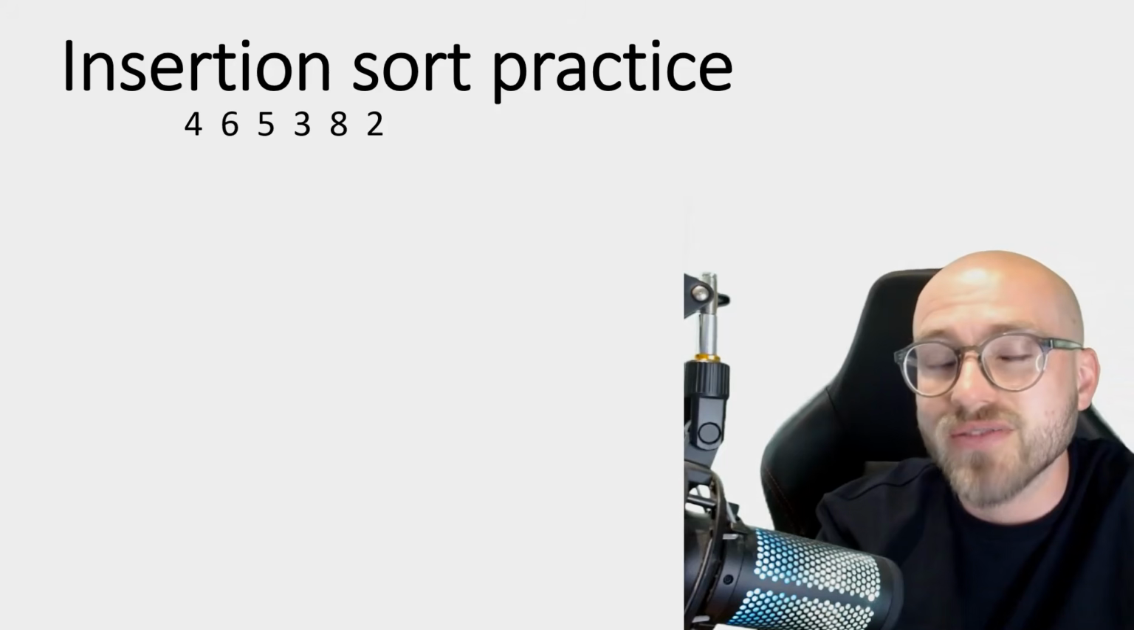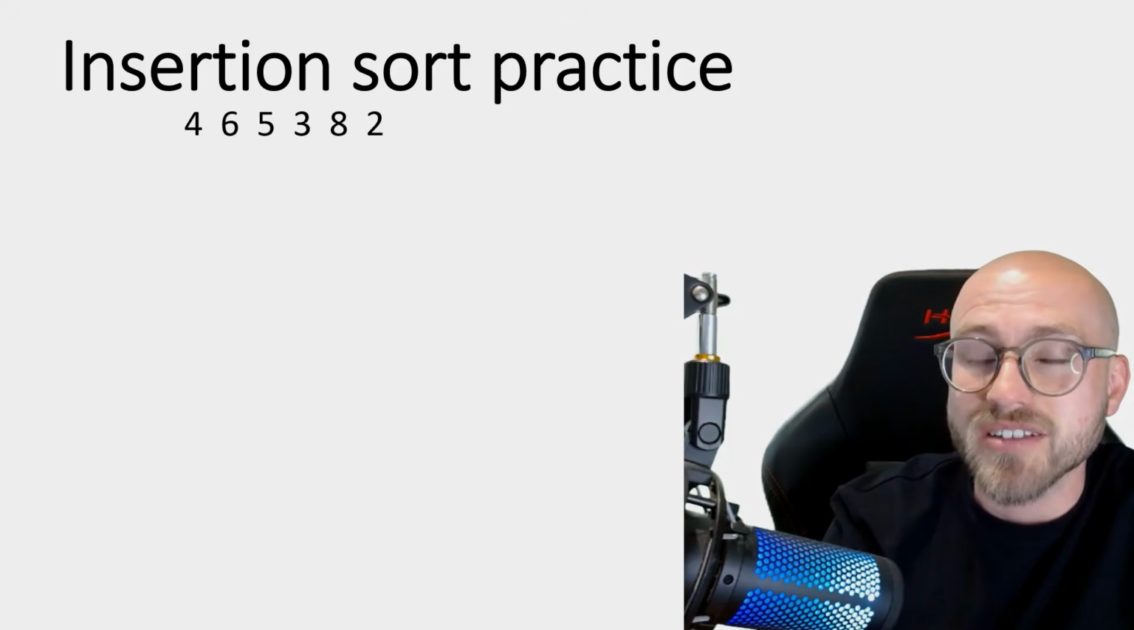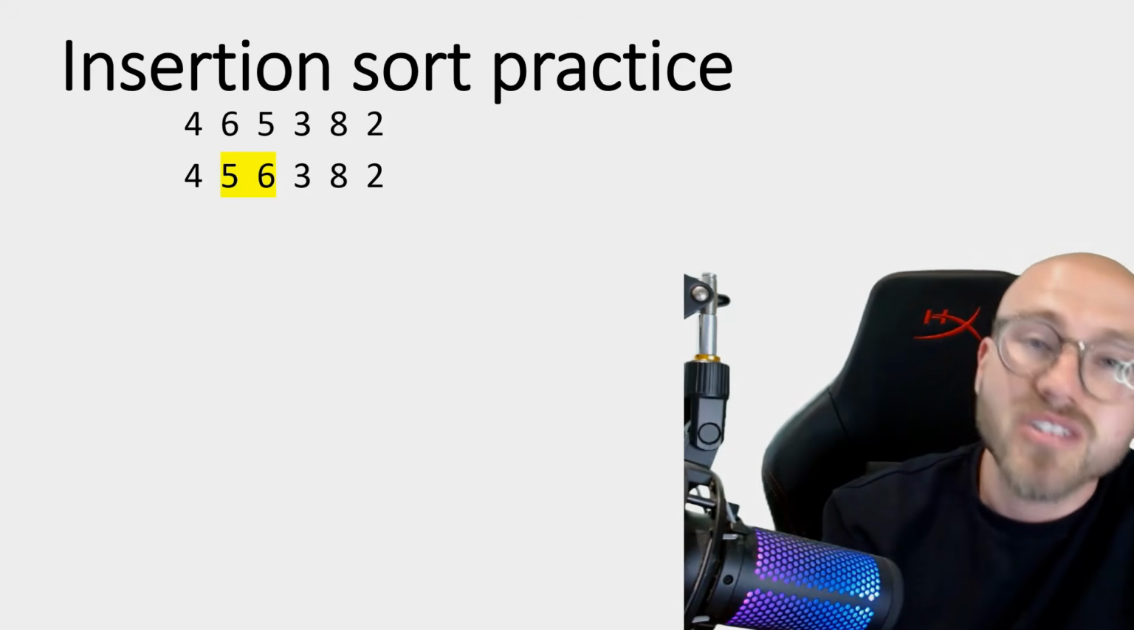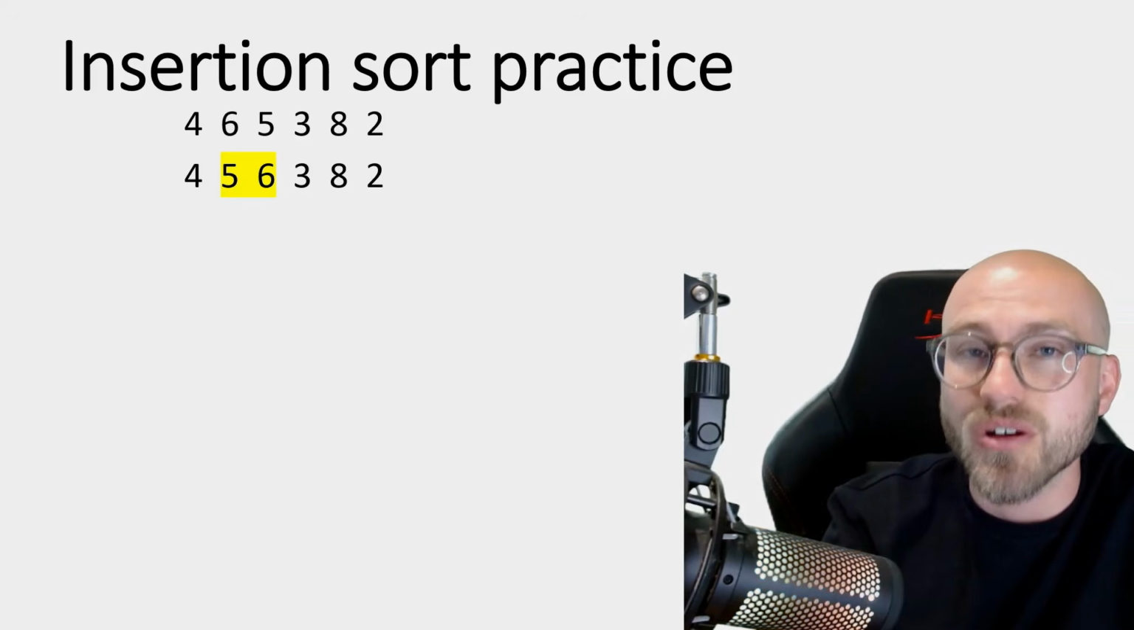We then look at the next value, which is the 6. The 6 is larger than the 4, so that's going to stay where it is as well. So our first swap will come in place where we look at the 5. It's going to be compared to the 6. It's smaller than it, so it will swap with it. It then checks it against the 4. It's larger than it, so it'll stay where it is.